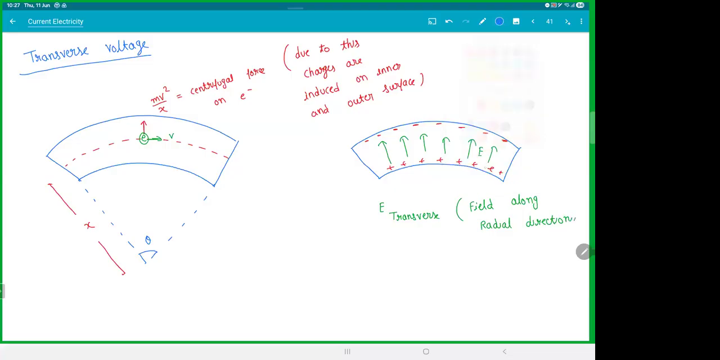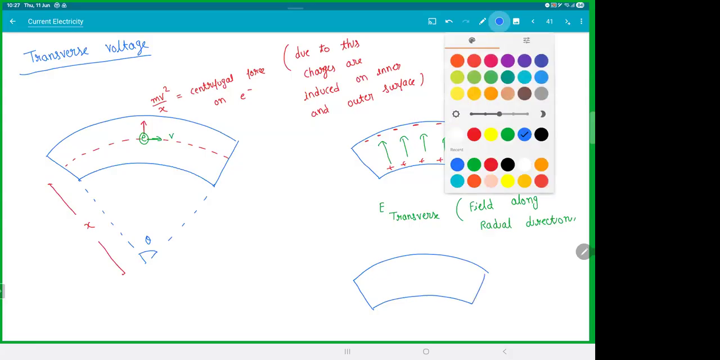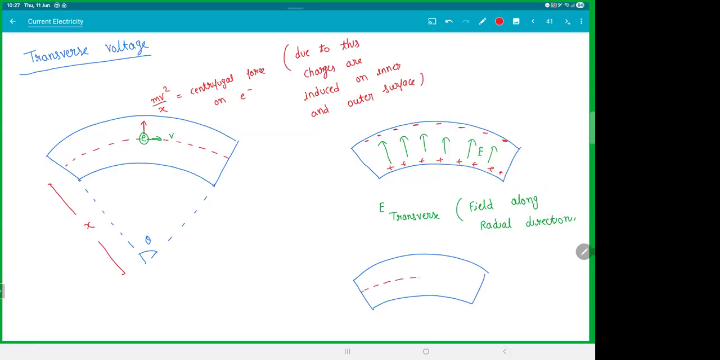Don't confuse this with the other field which we have. I'll show you that also. There is one more field which is coming in this direction. This is E tangential. This comes from J is equal to sigma E. So there are two fields here. There's one radial field and there's a tangential field. This tangential field is coming because of the battery. So in this, there are two different fields. So this is the E transverse.